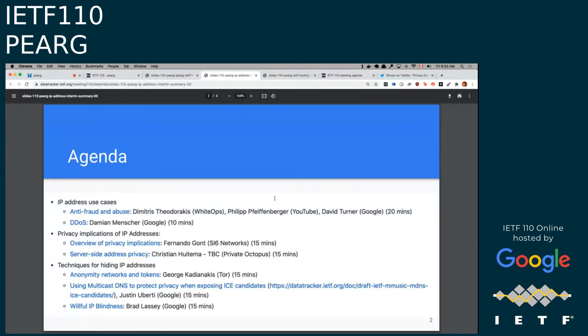There also were two great presentations on the overview of the privacy aspects of IP addresses, both from the perspective of the client as well as from the server, and then various forward-looking proposals about how to potentially deal with the problem of IP address privacy, from folks at Tor and other people at Google. And Brad had a very quick summary of NAT Catcher and removal, IP blindness, but thankfully was able to do the full thing just now. Next slide, please.